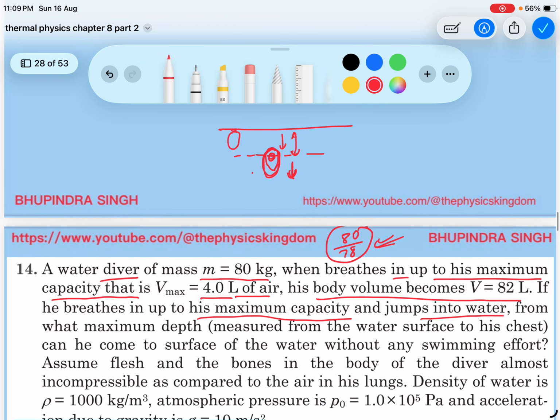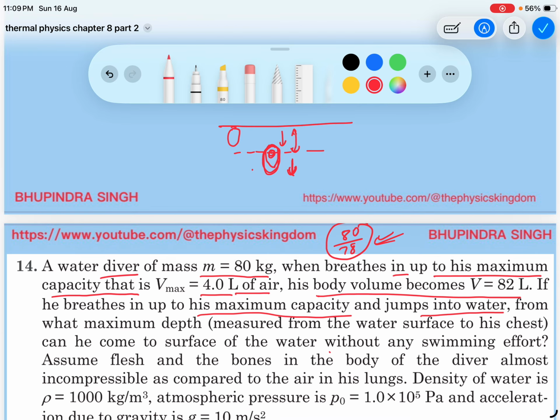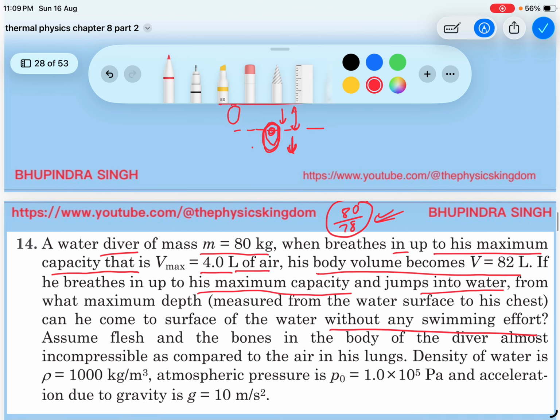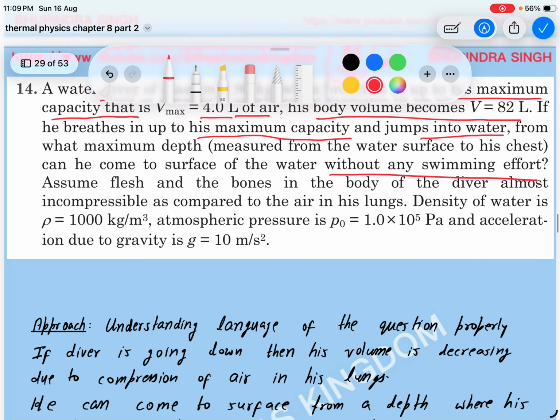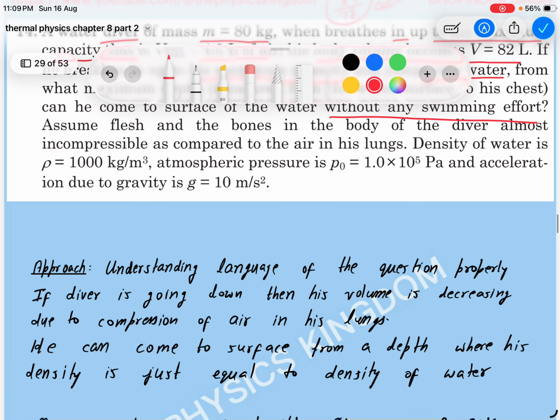So then automatically he has a tendency to sink. Okay, because they are saying without any swimming effort, he should come to the surface. So that is basically the question. So understanding the language of the question properly, that is the approach.